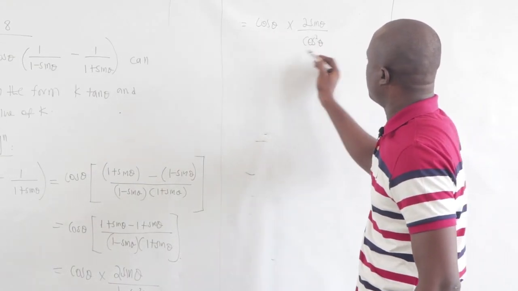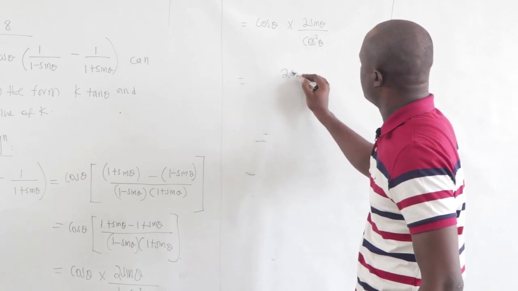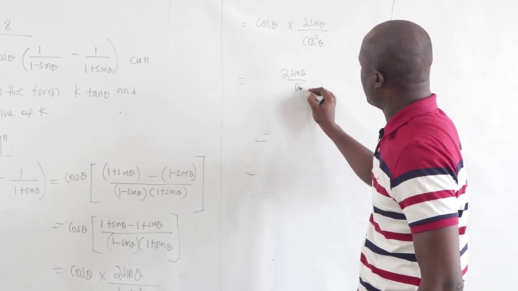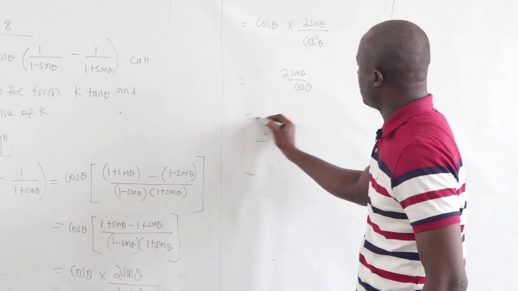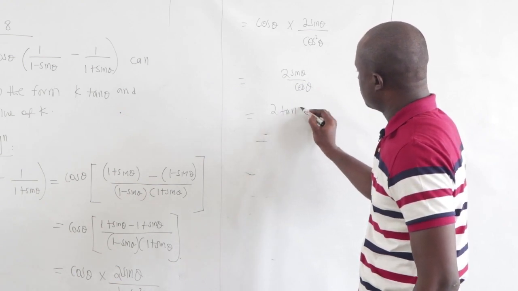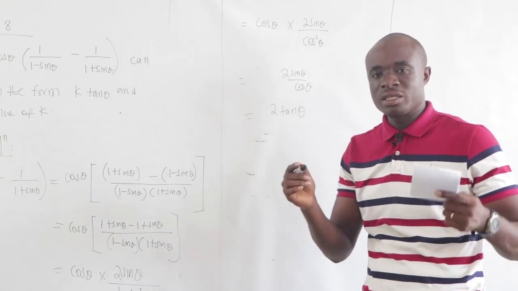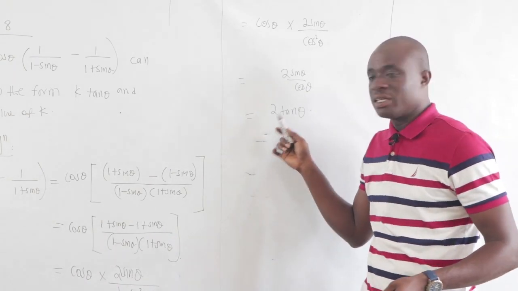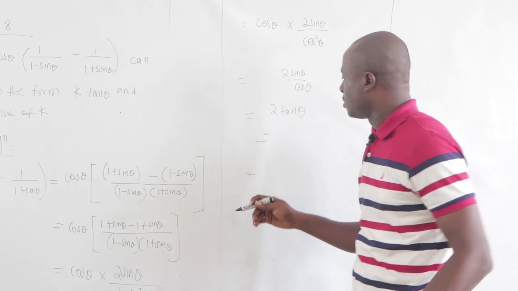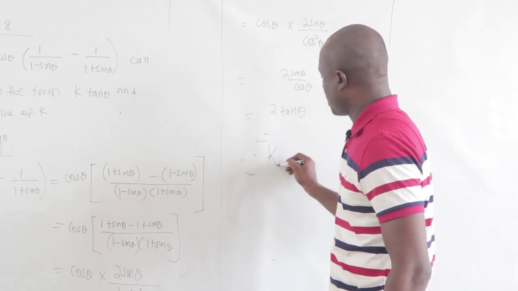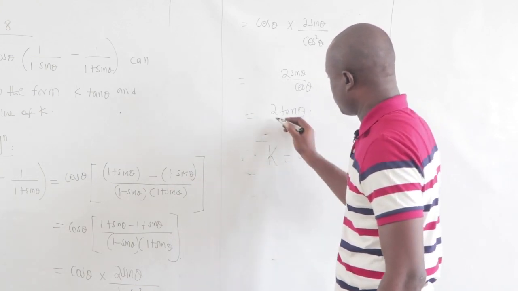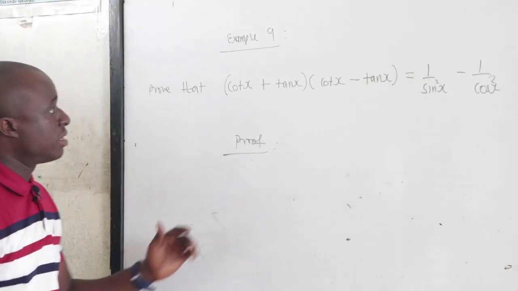1 cos will cancel 1 cos, so we have 2 sine theta over cos theta, and this is just 2 tan theta. We are being told to express it in the form k tan theta, and clearly this is in the form k tan theta. So our k is basically 2.